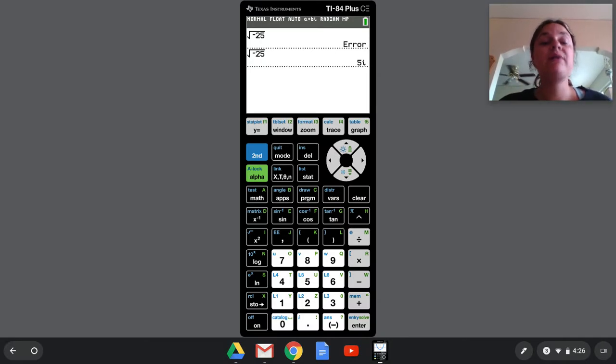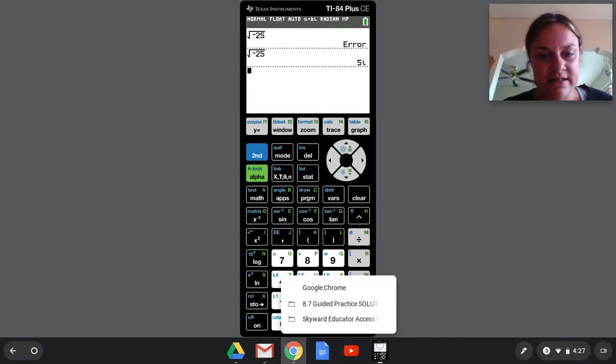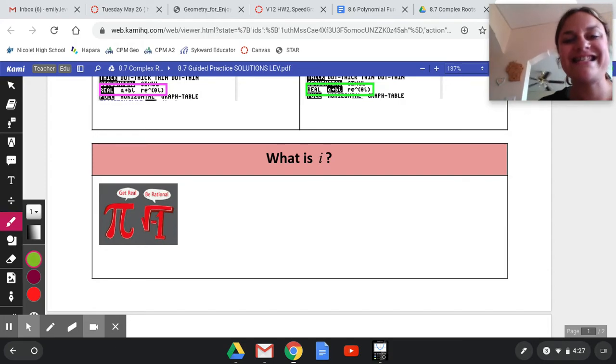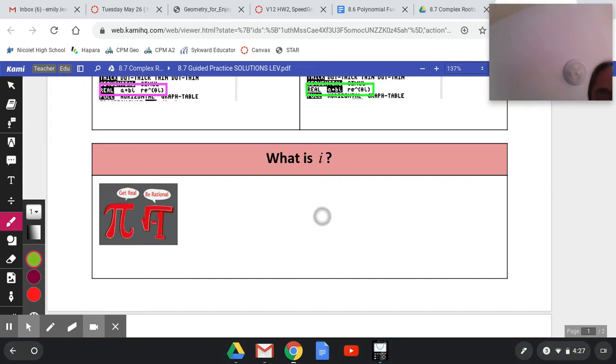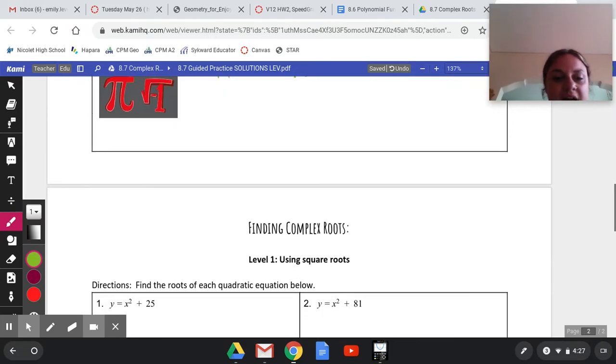Because really, the square root of -25 is the square root of 25 times -1, right? So that i is the square root of -1. So going back here, what is i? i is the square root of -1. And why is it useful? Because if I have something like the square root of -25, I can change this to be the square root of -1 times the square root of 25, and that will give me 5i. That is what i is.